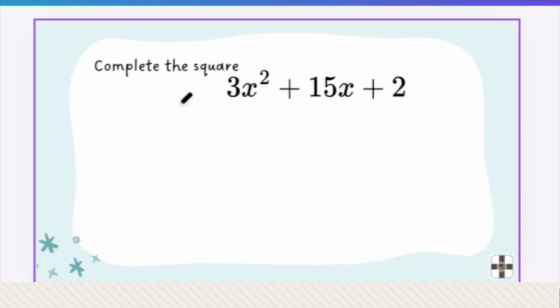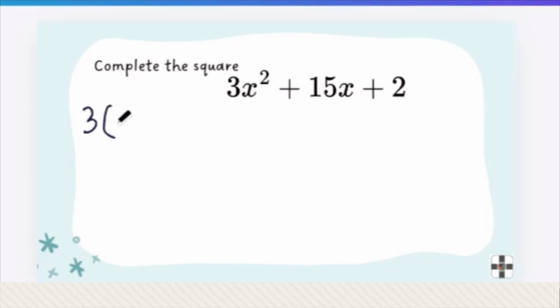In this example, we have 3 as the coefficient of x squared. So we're going to factor out that 3. 3 times x squared plus 5x plus 2 over 3. Imagine that you're dividing everything through by 3. So if you divide 3 by 3, you would have x squared. 15 by 3, you would have 5x. 2 by 3, you would have that here. Now you have the 3 outside the bracket, you can deal with the expression inside the bracket.